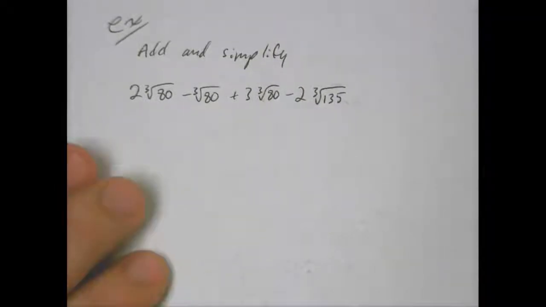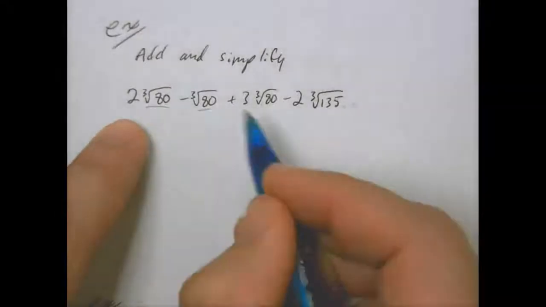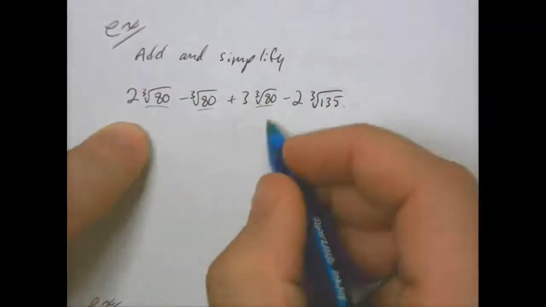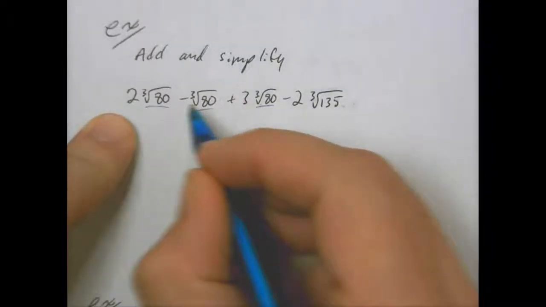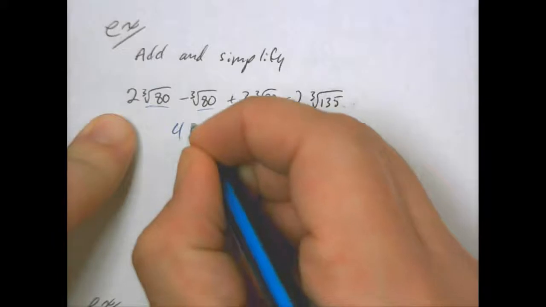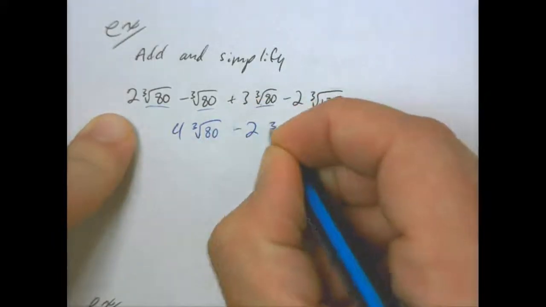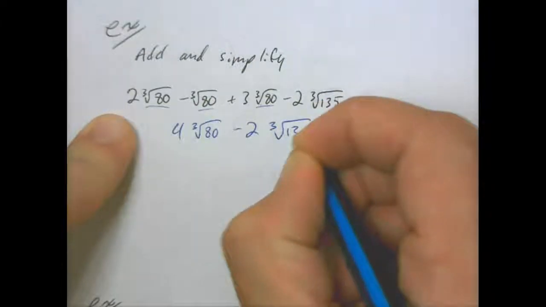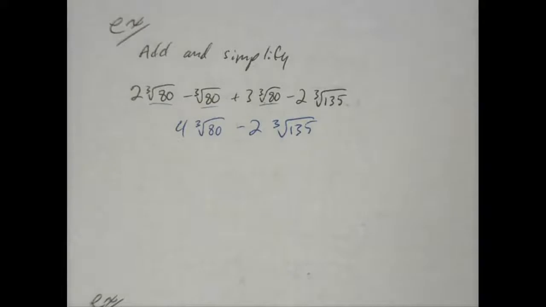All right, so now we're dealing with cube roots. But notice, these all have cube root of 80, cube root 80, cube root 80. So I can just go ahead and combine those things. So I have 2 minus 1 is 1, plus 3 is 4. So I have 4 cube root of 80 minus 2 cube root 135. All right, so now let's break those things up, see if those will combine.